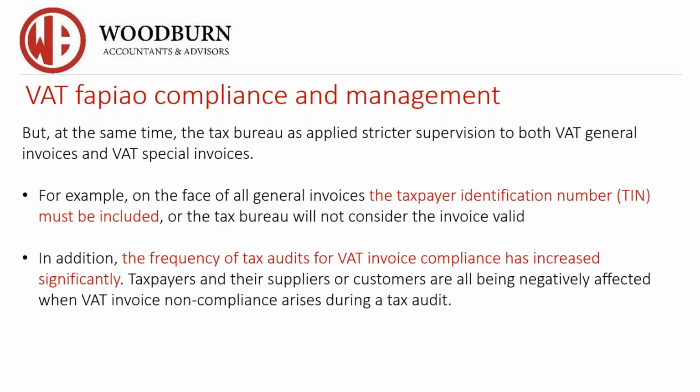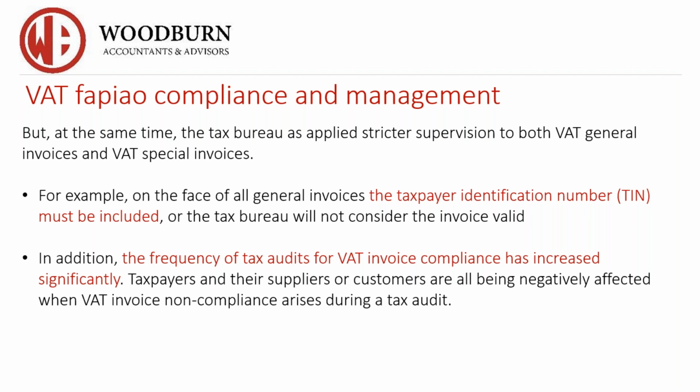But at the same time, whenever there is some ease in terms of regulations, processes and operations, you will always find the other side of the coin, where some stricter supervision occurs. For example, on the face of all general invoices, the TIN number, which is the taxpayer identification number, has to be included. If it's not included, the invoice is not valid. In addition, there have been more tax audits on VAT invoice compliance.